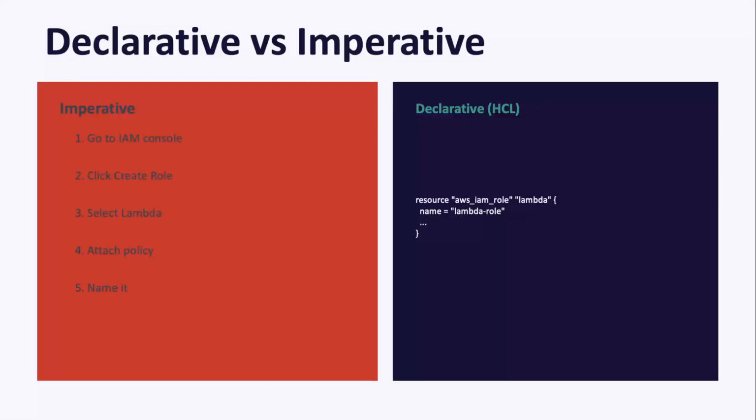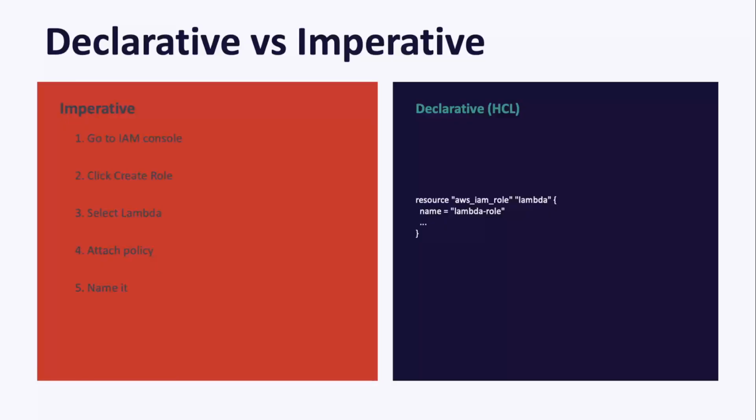Terraform uses what's called a declarative approach to infrastructure. Instead of writing step-by-step instructions for how to create something, you describe the desired end state, and Terraform figures out how to get there.